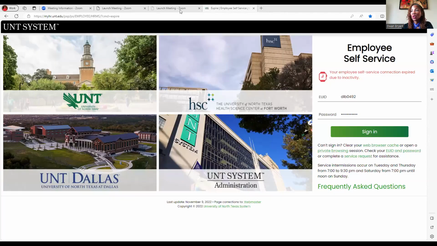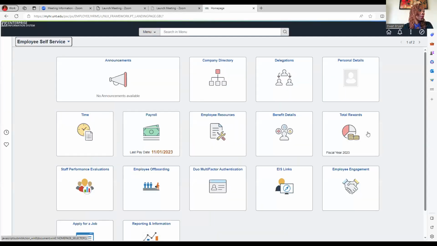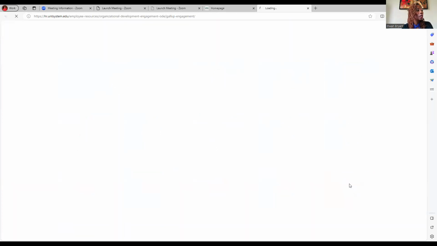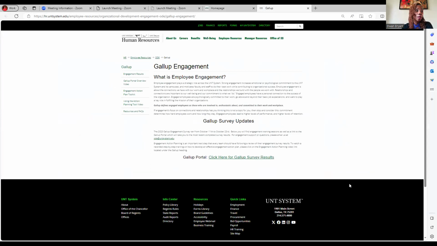All right. You are going to choose the employee self-service single sign-on where you use your EUID and password. This is one of the quickest ways to get to our website, myhr.unt.edu. You're going to look for the employee engagement tile. Mine just happened to be in the bottom right-hand corner. You'll select this tile and voila, this takes you right to our ODE website.